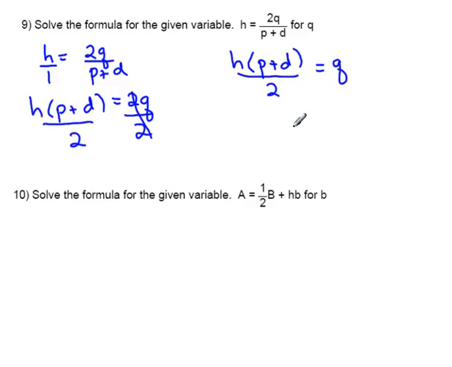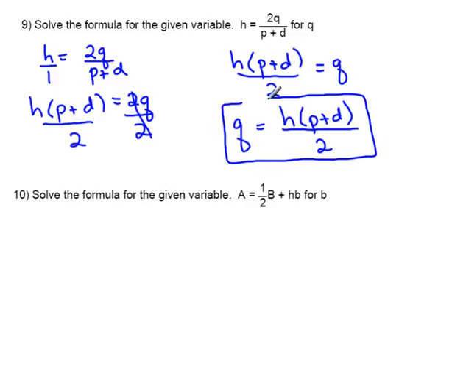And it's okay that the q's on the other side, but if you don't like that, just rewrite it. And if you want to, you can distribute through that h. You don't have to. This is perfectly acceptable. Remember, all it said is to solve the formula for the given variable. The given variable is q. That means to get the q by itself, and we've done that. So that's perfectly fine. Here's another example like that, problem number 10.